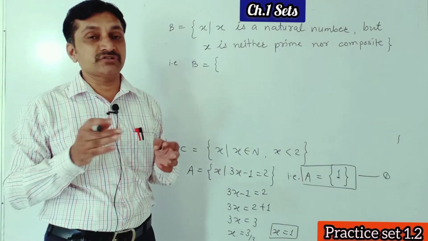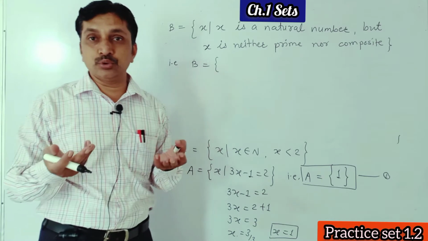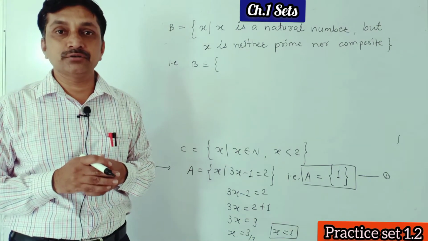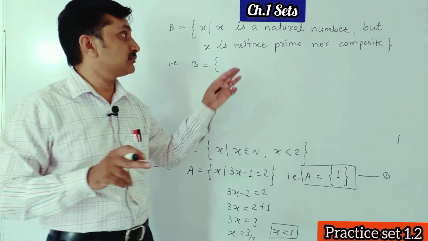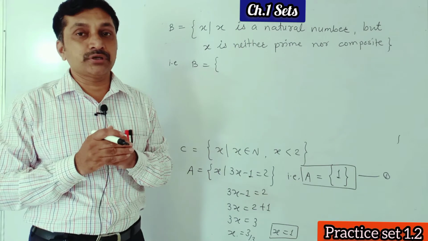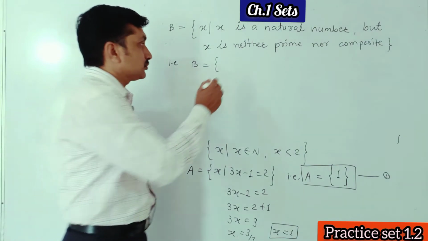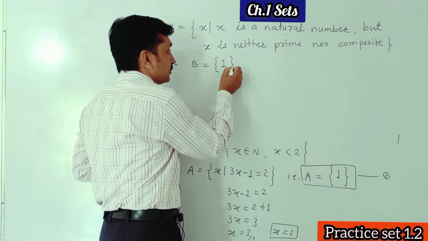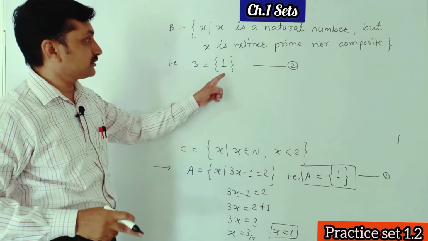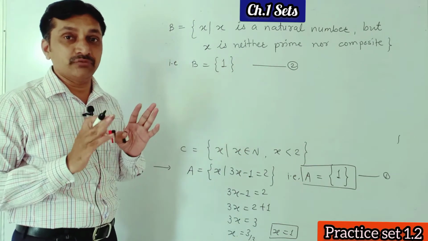Therefore, what is the natural number then? Only 1. We know that 1 is neither prime nor composite. So the answer here is also 1. See, in the first we got 1, here also 1. These two are equal. We can observe that one more is there.